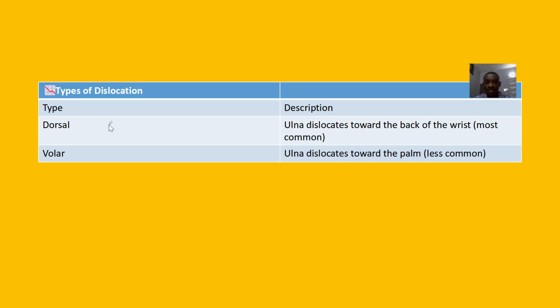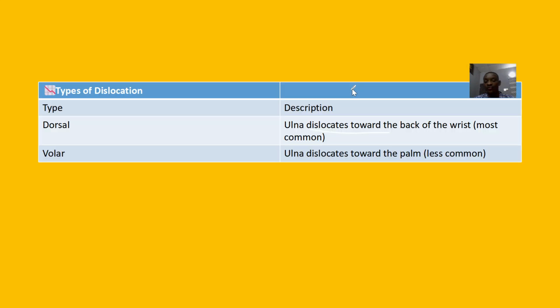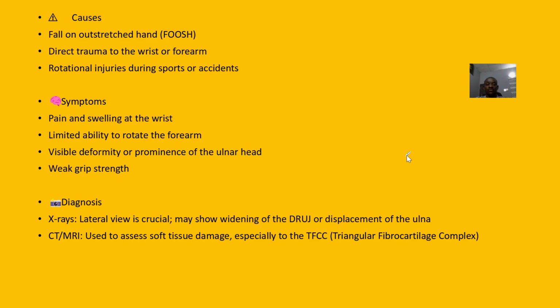So types of dislocation, it could be dorsal, where the ulna dislocates towards the back of the wrist. Do you understand? Okay, is this dorsal? Okay, or volar, dislocates towards the palm. This should be volar, okay, because it's going down. So it's another dislocation. So causes are fall on the outstretched hand, direct trauma to the wrist or forearm, rotation injuries during sports or accident.